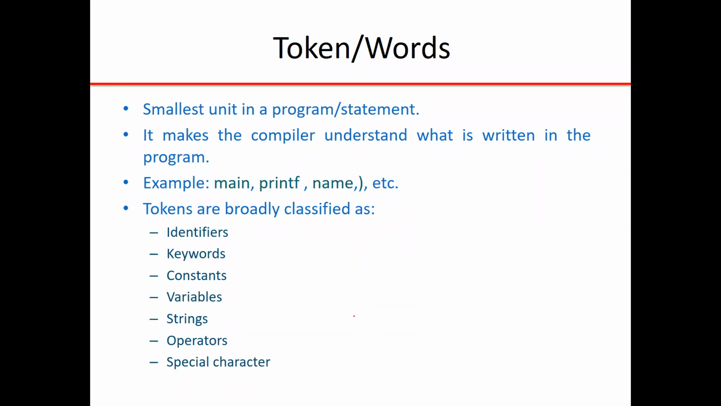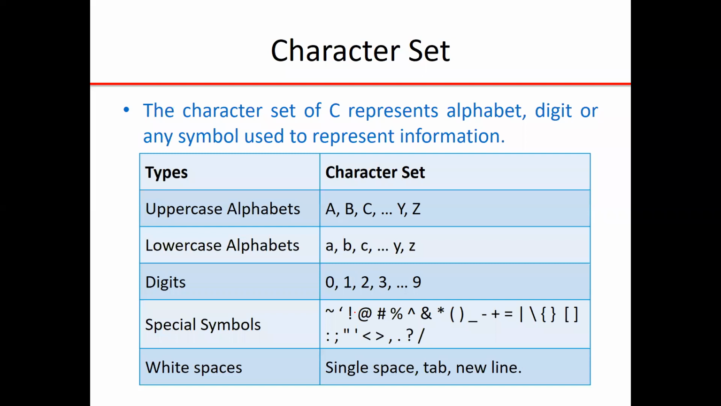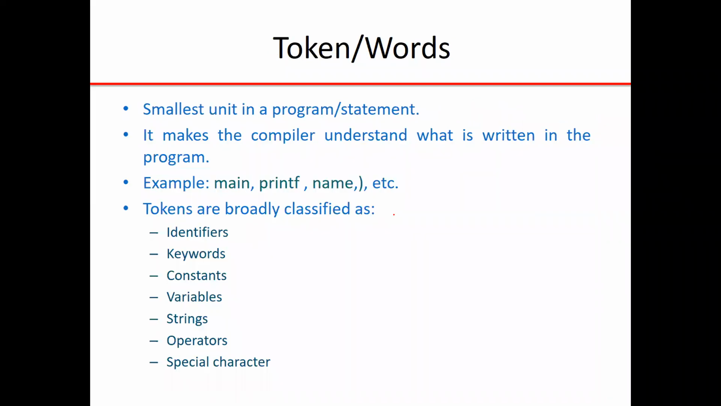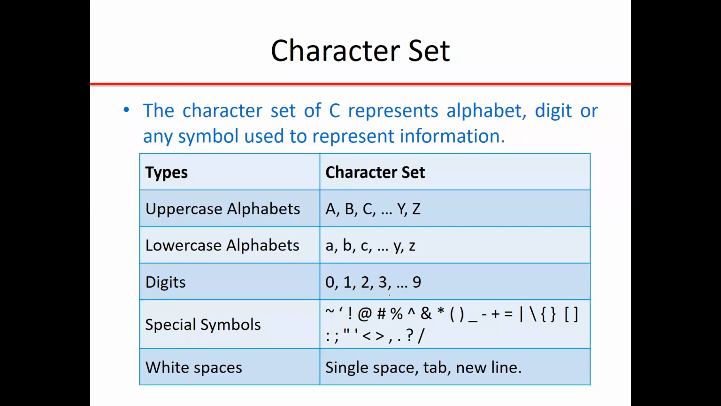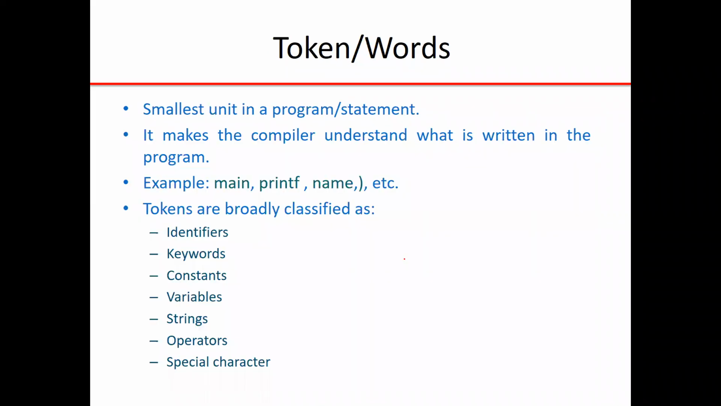Tokens, or the words: these characters are combined to make the words. Suppose B, A, S, I, T. If I use these letters, the name Basit will be created. So this is called a token or a word. The smallest unit in a program or a statement is a token, because words are used to write down sentences. So characters are used to form the words, and the words are used to form the sentences. A complete sentence is called a statement.